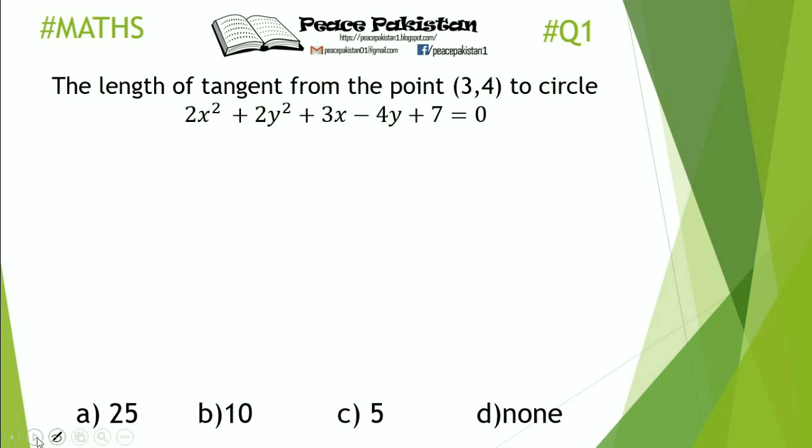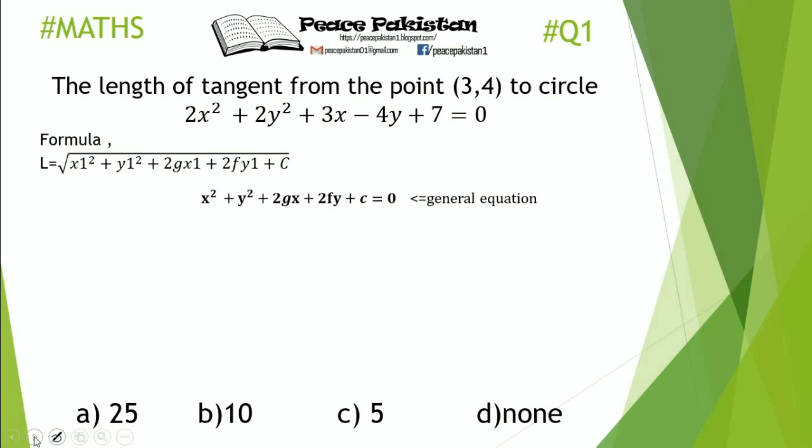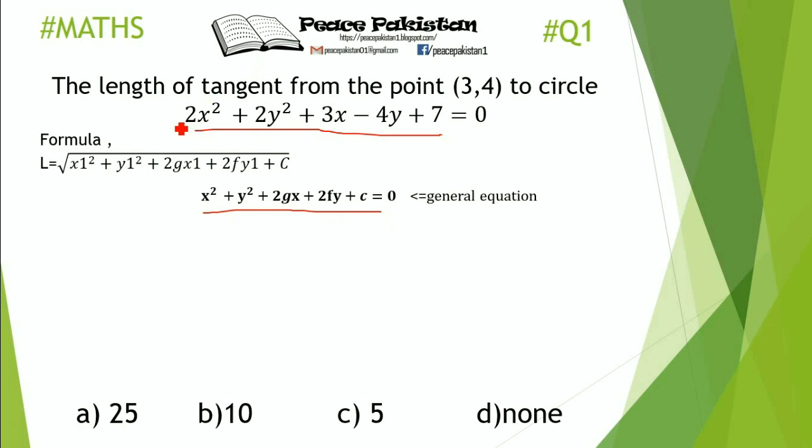If you remember the length of the tangent formula and the general equation, it is too easy. If you don't know, don't worry, learn it now. The length formula is this and the general equation of a circle is this. In order to make this equation similar to the general equation, we divide it by 2 so that the coefficients of x² and y² become similar. Then the equation, after dividing by 2, becomes like this.